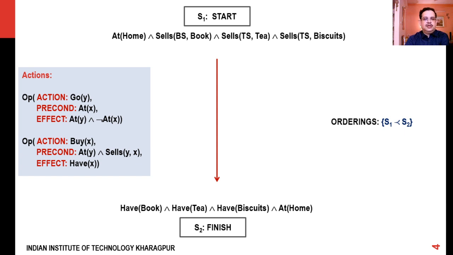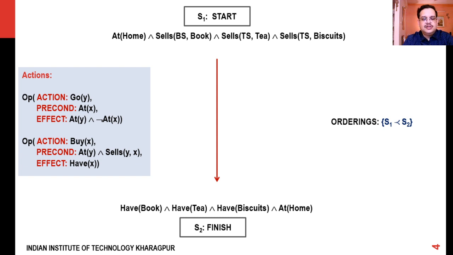Now the start action obviously precedes the finish action, because that's where the plan starts and finish is the last step of the plan. So we can always add the ordering constraint which says S1 precedes S2, and S1 precedes S2 means that in this case the start action precedes the finish action.